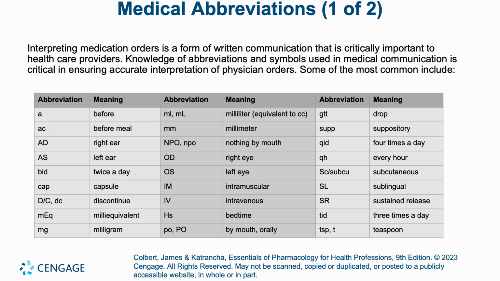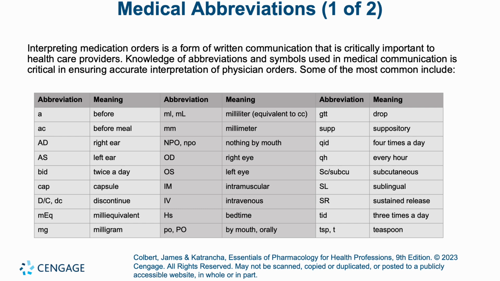OS, left eye. I will say those and the ear abbreviations I've never seen used in practice, so those are less commonly used in current medical practice. IM means intramuscular, and that means that the medication is going to be given in the muscle as an injection, as a shot. IV, intravenous, means the medication is going to be given in the vein through an intravenous line that is placed by the RN or the physician sometimes.